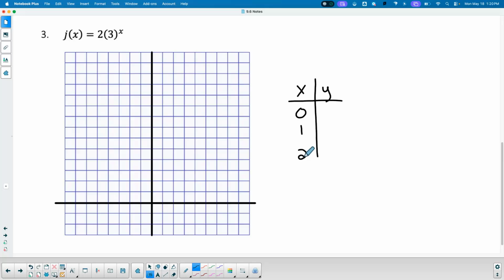Okay. If I plug 0 in, 3 to the 0 power is 1, times 2 is 2. If I plug in 1, 3 to the first power is 3, times 2 is 6. If I plug in 2, 3 to the second power, 9 times 2, 18. Way up there.